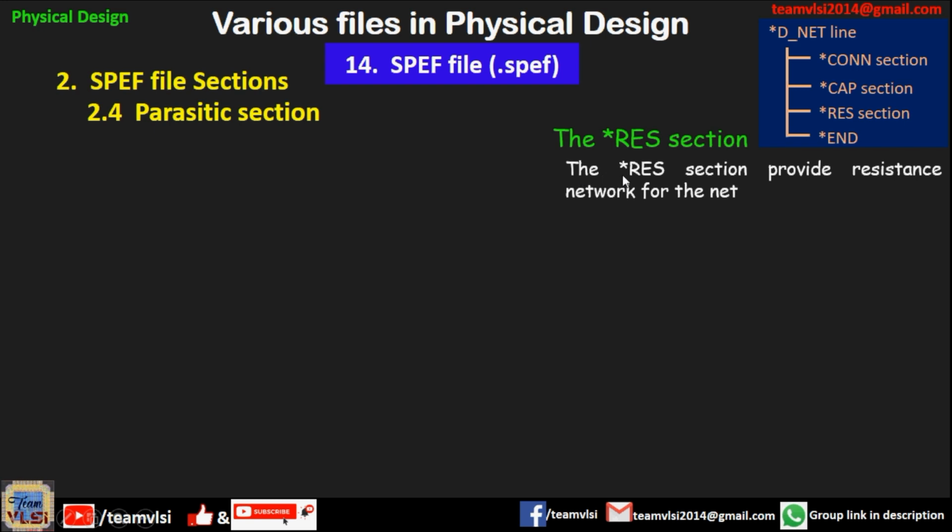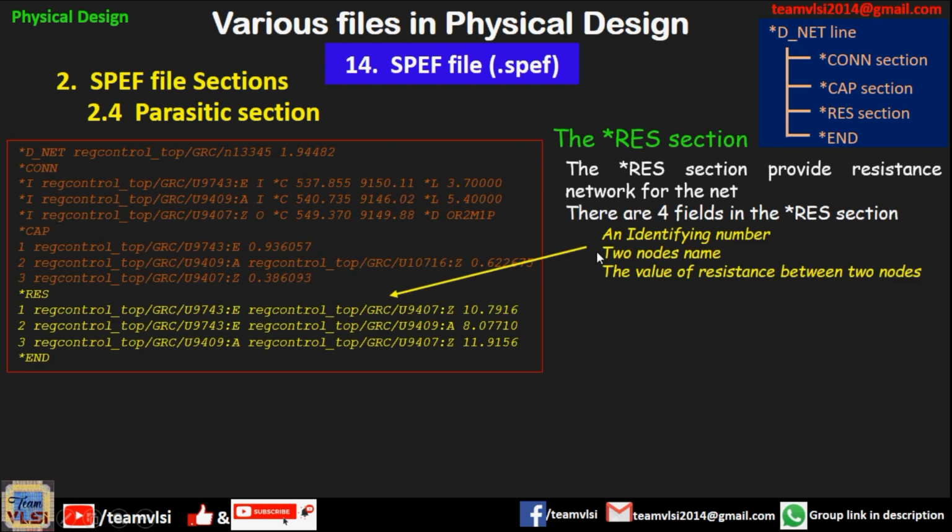The *RES resistance section provides the resistance network for the net, and there are 4 fields in the resistance section. First is your identifying number. Here is the example. This section starts with the keyword *RES. Then the first field is your identifying number. Second is your node's name, and finally the value of your resistance.